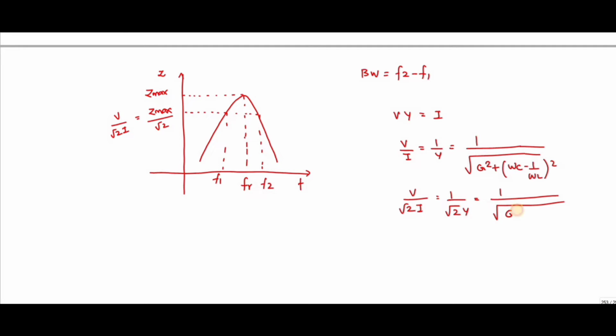So I can write it as G square plus omega C minus 1 divided by omega L the whole square. So at resonance, you know that I by V is nothing but G. Right. So I can write root of 2G is equal to root of G square plus omega C minus 1 divided by omega L the whole square.